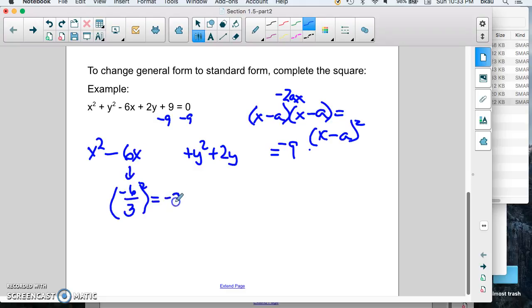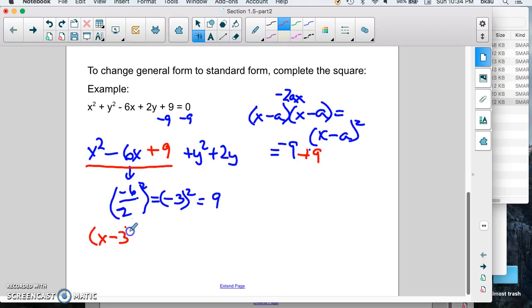I'm sorry, yeah, half, not a third. So this is half of the term. This is going to be negative 3 squared, which is 9. So we would add 9 here to complete the square. But since this is an equation, we also have to add 9 to the other side of the equation to keep it balanced. Now this part right here can be factored into x minus 3 and x minus 3.